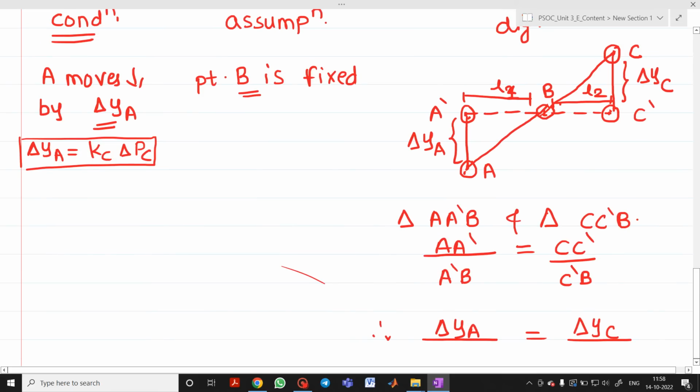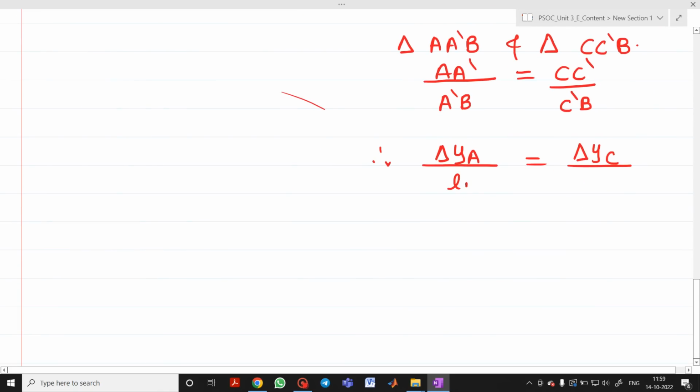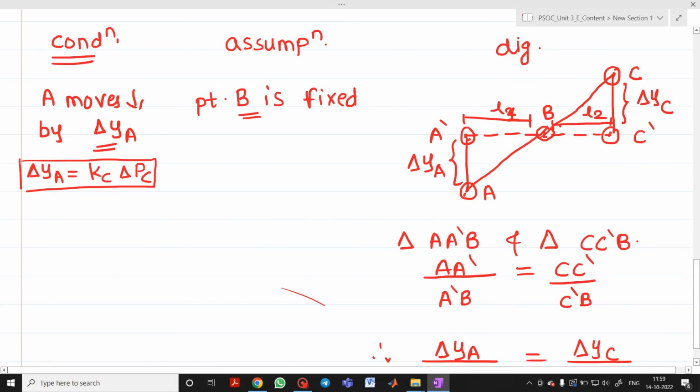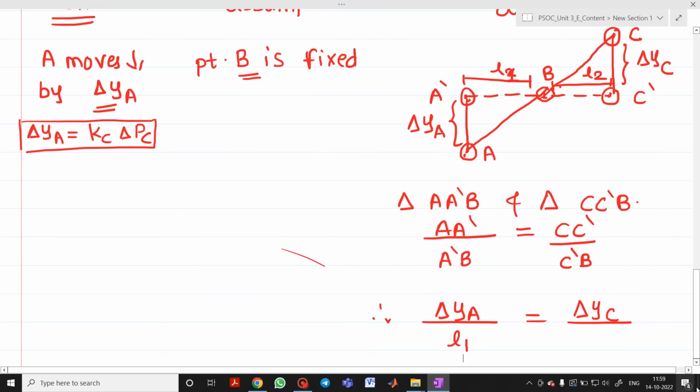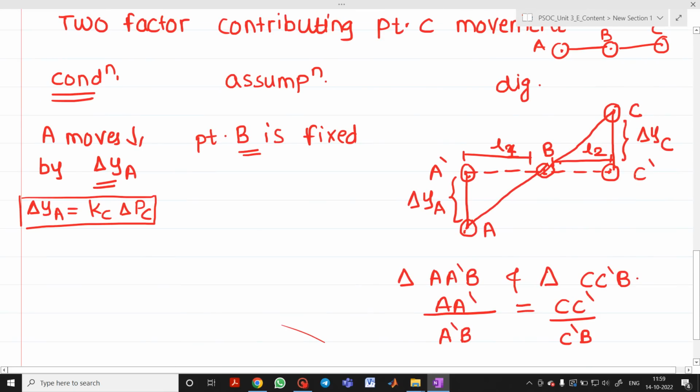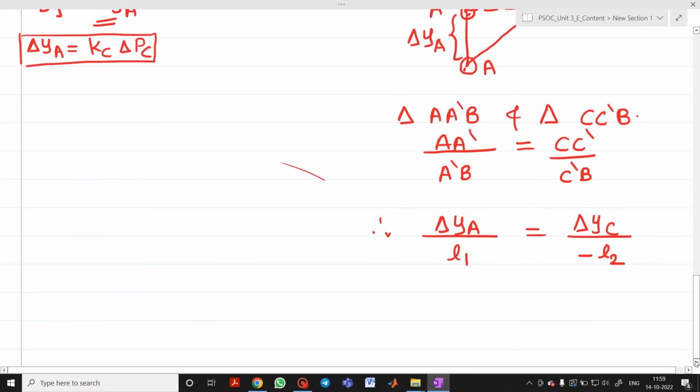Now what is A dash B? If you see, A dash B is nothing but length L1. So this will be equal to your length L1. Now what is C dash B? If you see, B C dash is nothing but L2. But as I am tracing this from right hand side to left hand side, that is C dash B, instead of writing L2 we have to write minus L2. Why minus L2? Please try to understand. Because your BC dash is L2, but we are taking it from right to left, that is from C dash to B. That's why it is denoted by minus L2.